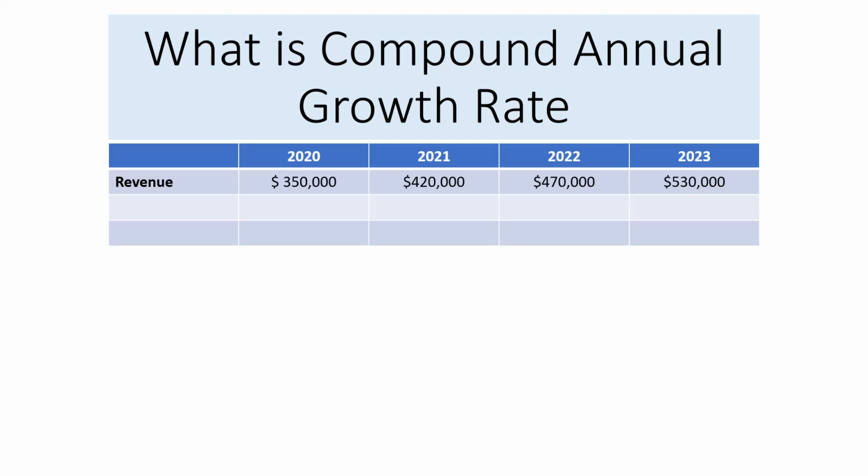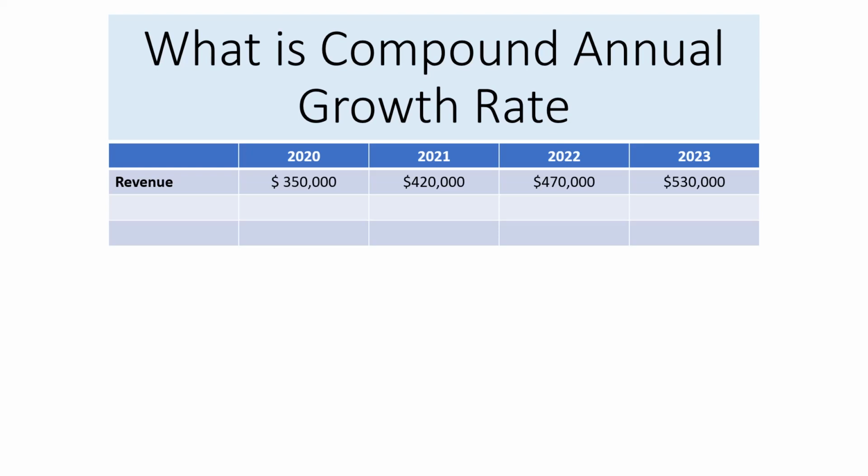We have revenue for the years 2020, 2021, 2022, and 2023. Now, in this example, the revenue for 2020 was $350,000, and it grows year on year to attain 530,000 in the year 2023.